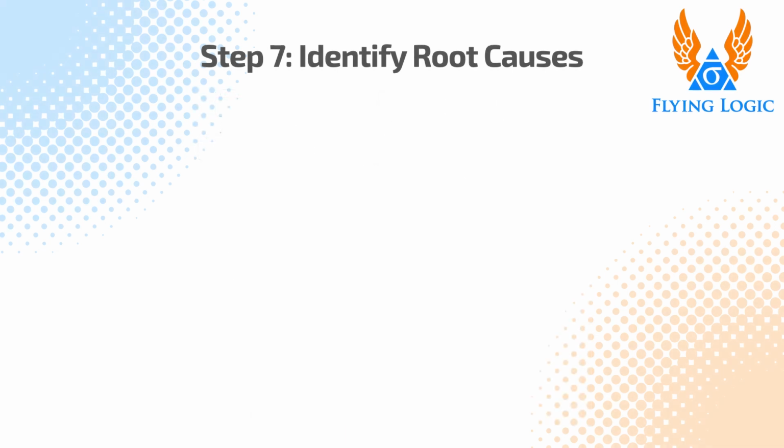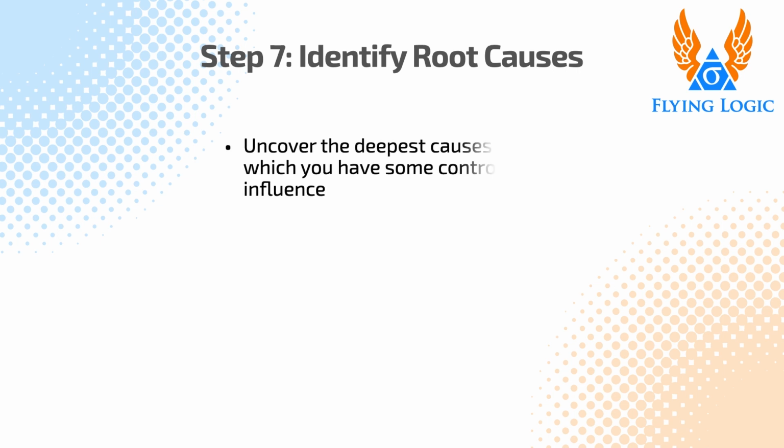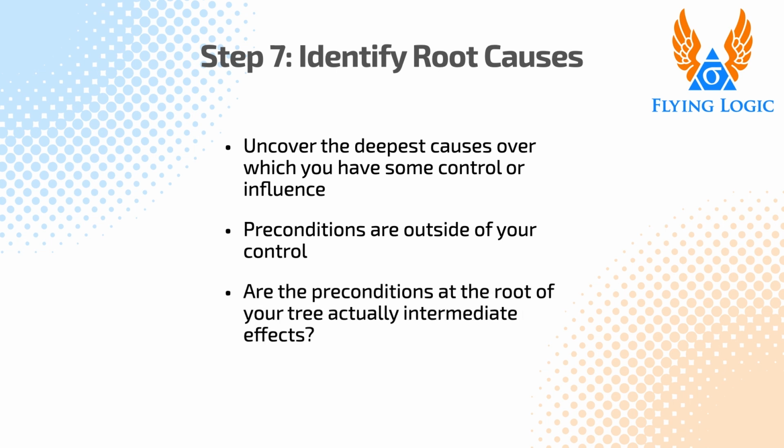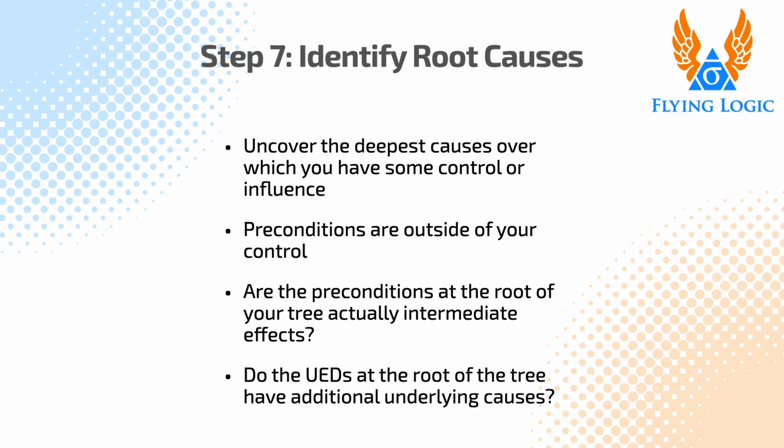The purpose of this step is to make sure you have built down your tree to the point where you have uncovered the deepest causes over which you have some control or influence. Preconditions are, by definition, out of our control, but you should question whether the preconditions at the root of your current reality tree aren't really intermediate effects with other underlying causes. Also question whether the undesirable effects at the root of the tree don't have additional underlying causes that you also control. The idea is to uproot problems at their deepest possible level.